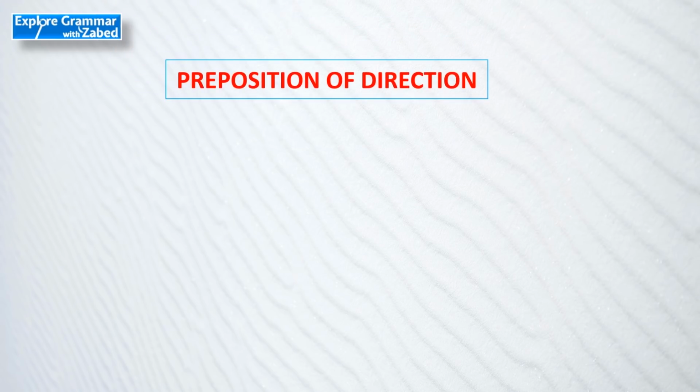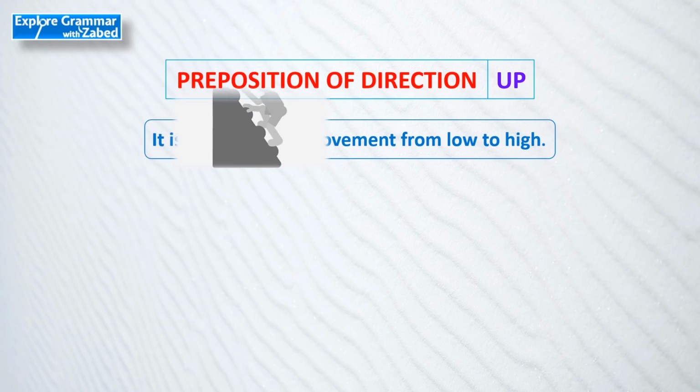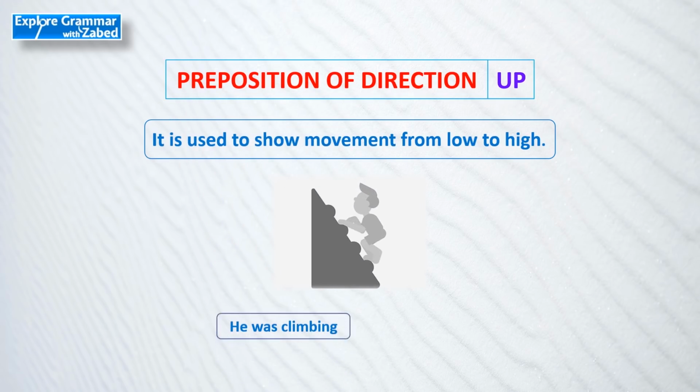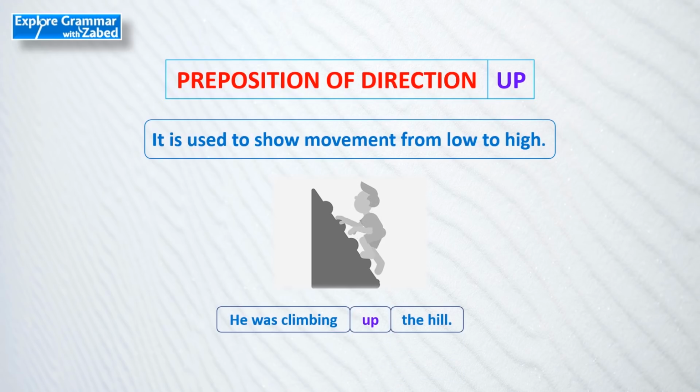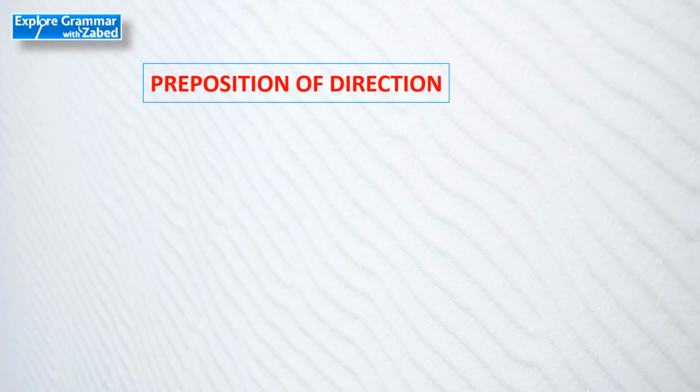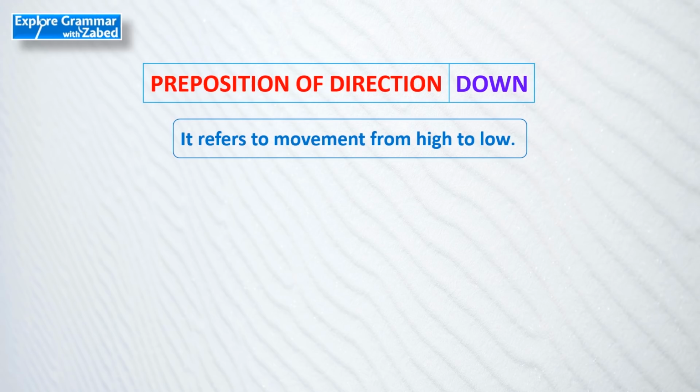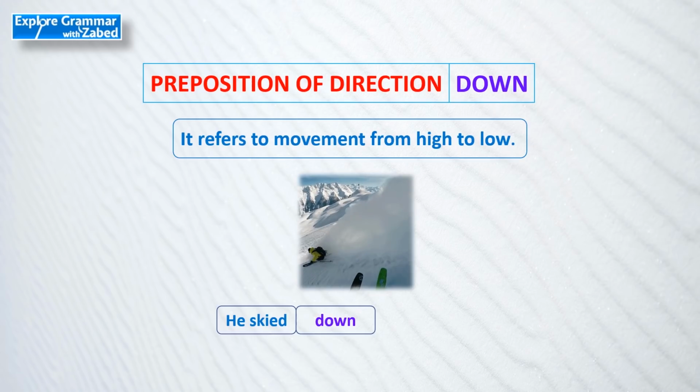Moving on with the following preposition, that is "up". Up is used to show movement from low to high. As for example, he was climbing up the hill. The following preposition of direction is "down". The preposition of direction "down" refers to movement from high to low. It is the exact opposite of "up". As for example, he skid down the hill.